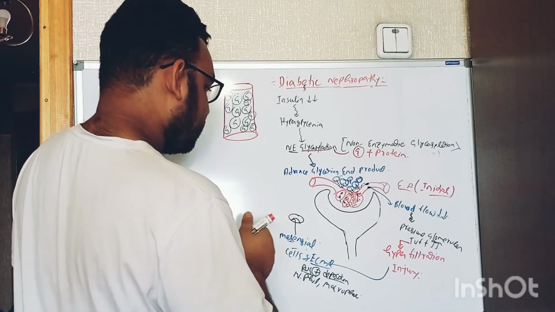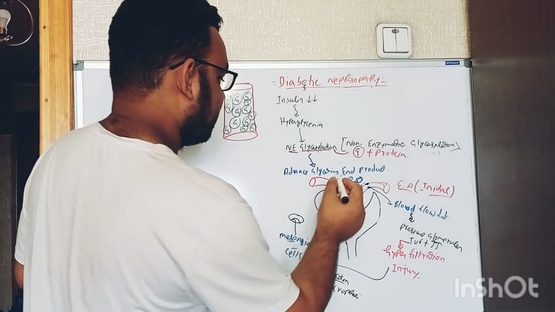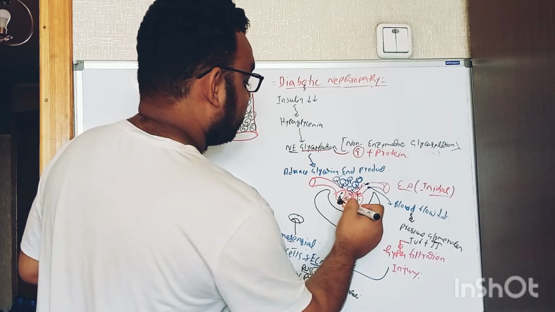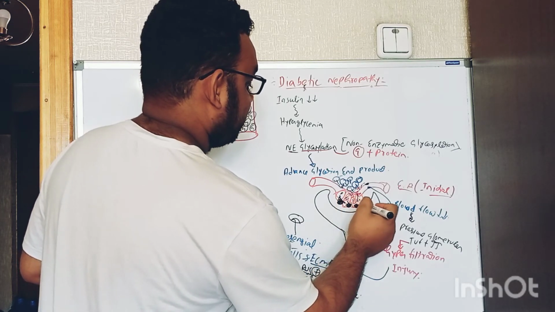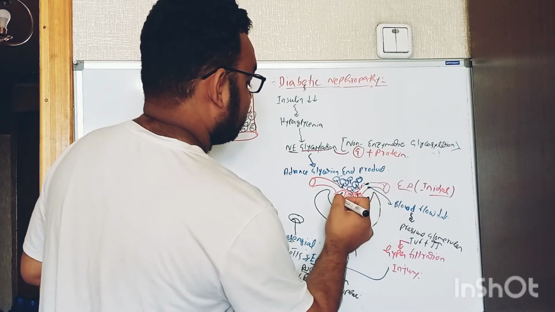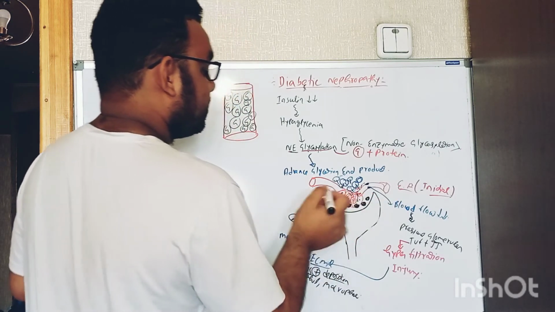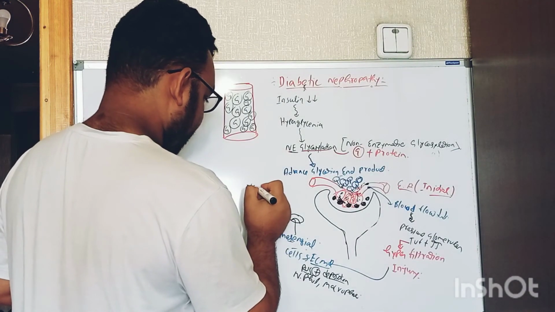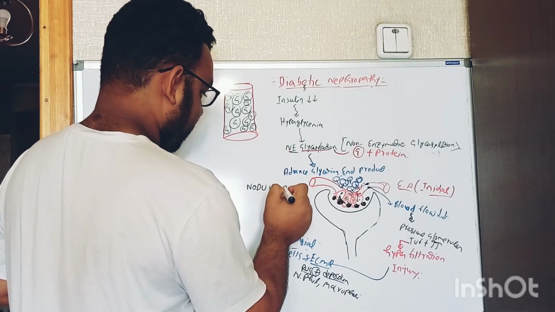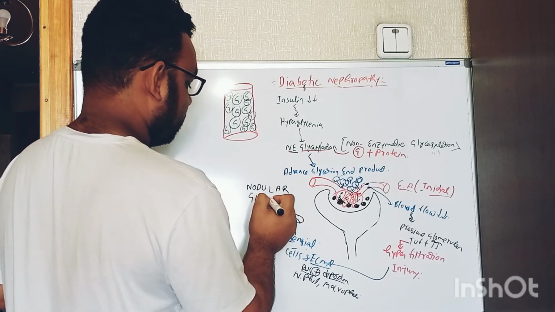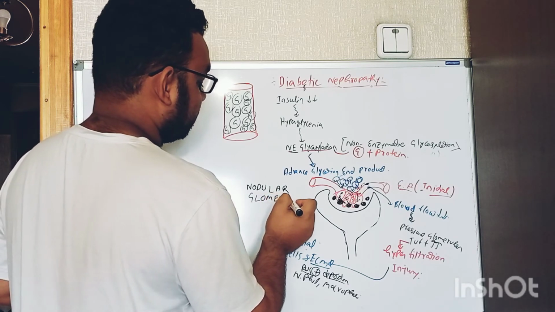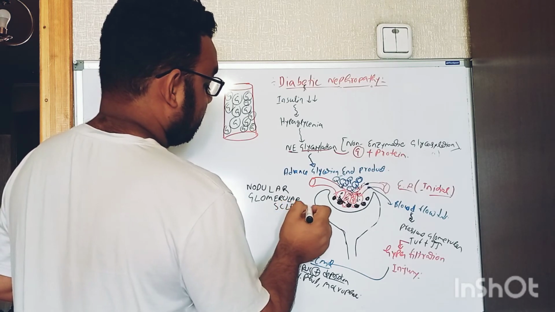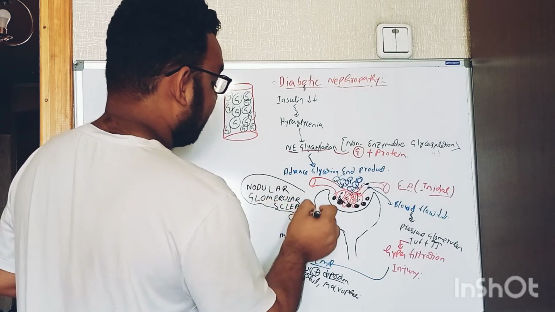Now, whenever the extracellular matrix is deposited here, we'll see a nodular appearance within these regions. So what can you call this? Nodular glomerular sclerosis. Now these are the diagnostic features for diabetic nephropathy.